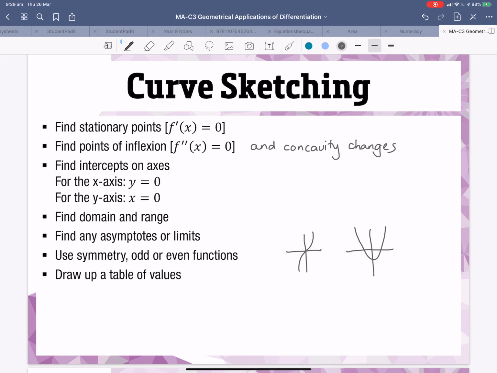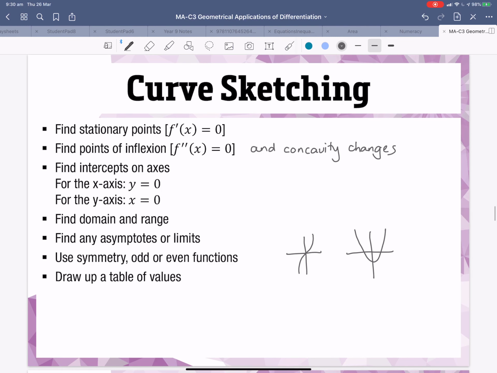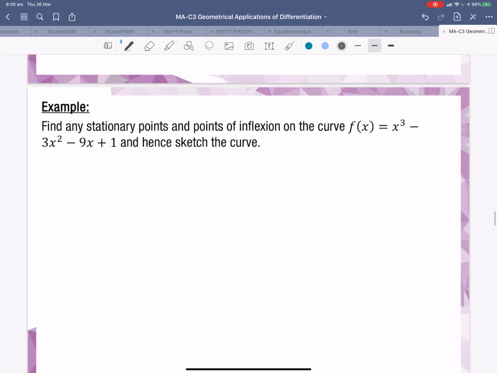So an apology first. I haven't given you nearly enough space to do some of these questions and I've had to add pages in. So have some paper on standby because you're going to need it. There's a lot of work that goes into curve sketching, which is why you won't find a lot of them in an exam because they're so time consuming. All right, let's move on to our first one.